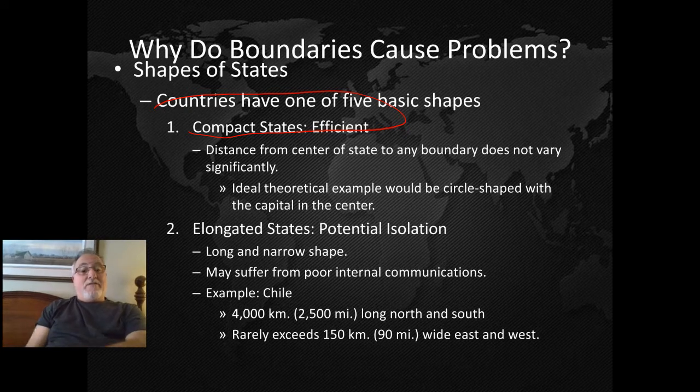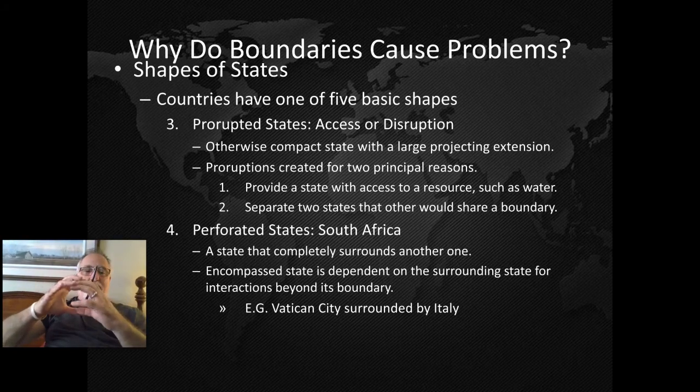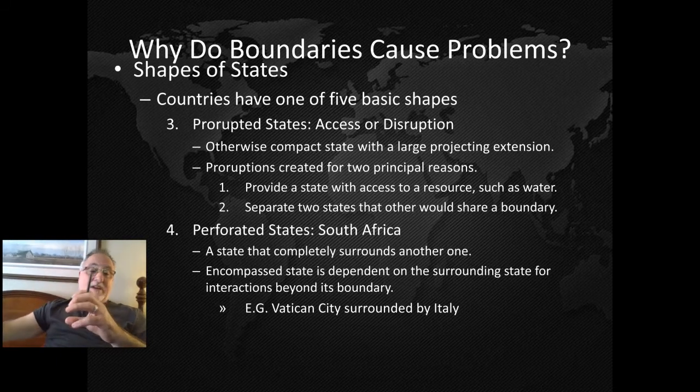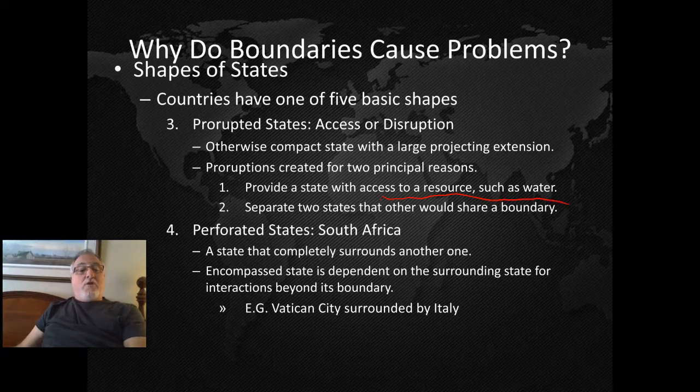That's very, very efficient. The third type of state is a prorupted state. This is a state that has a uniform size and then has this random thing sticking out of it. Typically, it serves two reasons: one, to get resources to a port, or two, to stretch out or change the shape, and then to separate two states that would share a boundary. So those are the two main reasons for a prorupted state. Bolivia would love to be a prorupted state because Bolivia is landlocked.